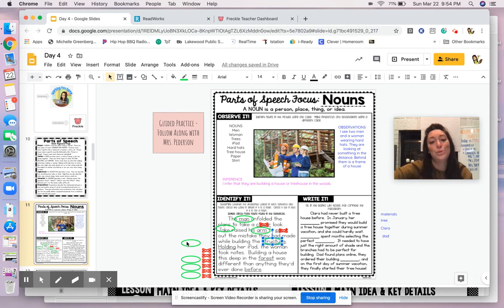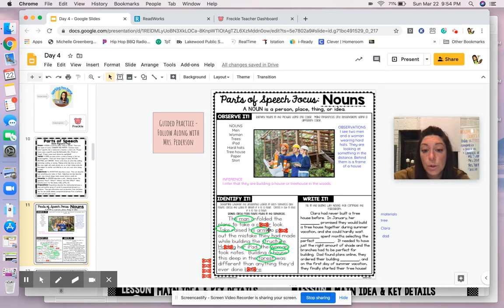Holding her iPad. Holding is not a noun, it's a verb. Her iPad. iPad is a noun. The woman took notes. Building a house this deep in the forest. Okay, so now woman is a noun. House is a noun. This deep in the forest was different than anything they'd ever done before. Forest is a place, so that's a noun. And then before is not. So that's what it should look like. So you see, you go through and you put your circles around the words that are nouns and put your X's on the words that are not nouns.